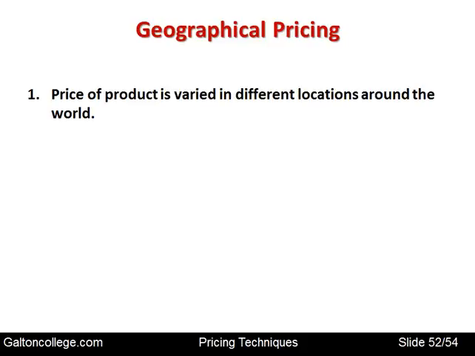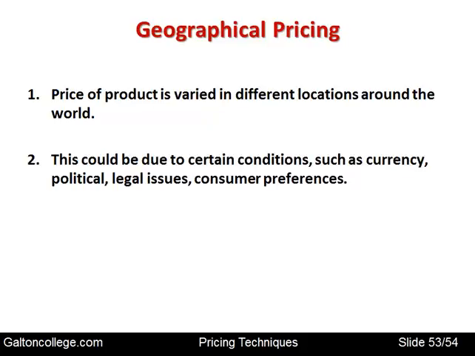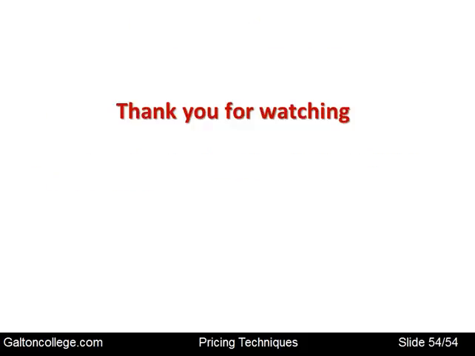There's also geographical pricing. The price of a product varies in different locations around the world. Of course, this could be due to currency problems or exchange rates or legal issues, customer preferences. It could be political, where some countries want to promote certain products and some countries want to deter consumption of certain products. But we have got different prices around the world for many products, and travellers between countries sometimes benefit from this. But that's all I'm going to deal with in this session.